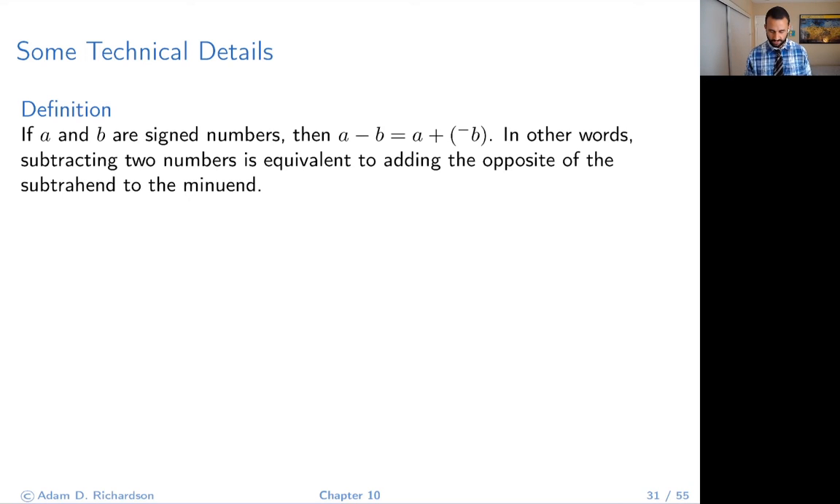So this is what we've all been waiting for, right? If a and b are signed numbers, then a minus b is the same as adding negative b to a. This is the whole conversion, right? Subtraction as adding a negative. That's what we're talking about here. And now we can actually make sense of it. We're not going to prove it in this class.